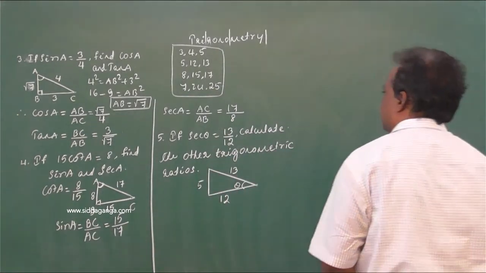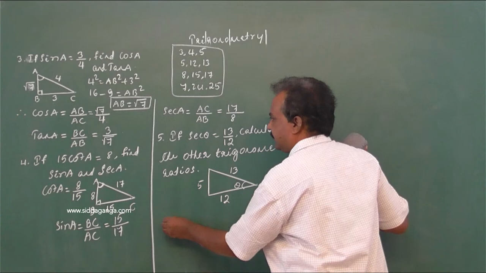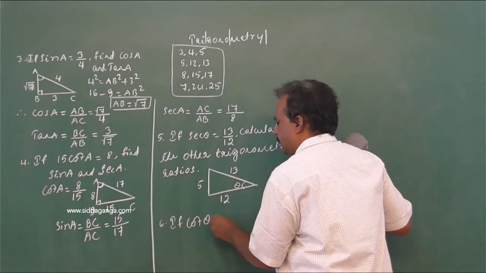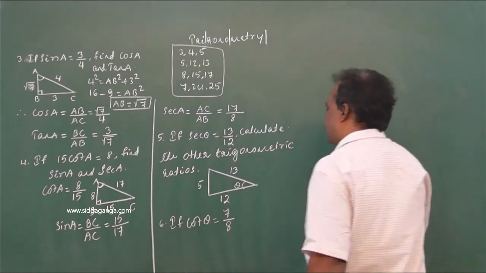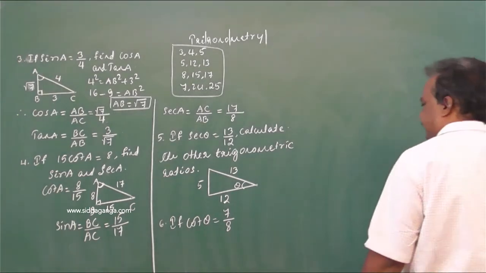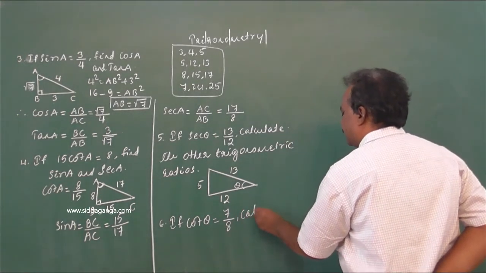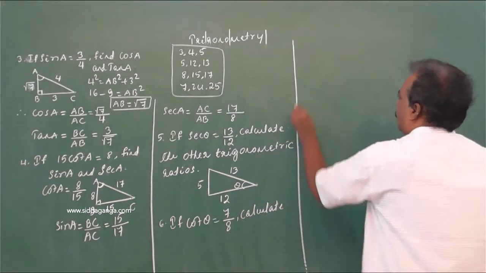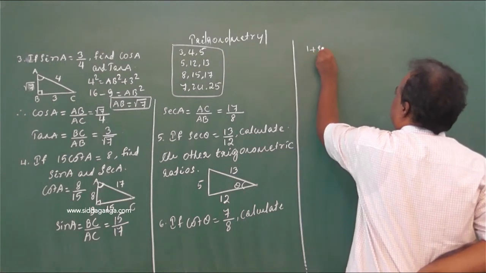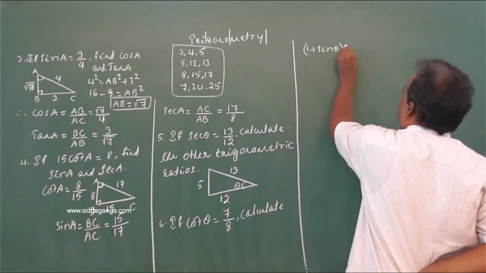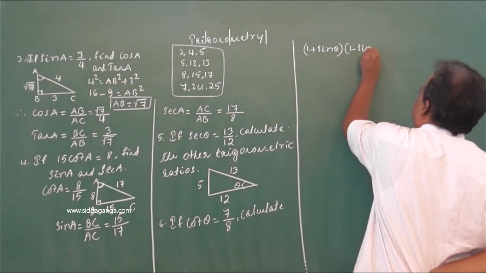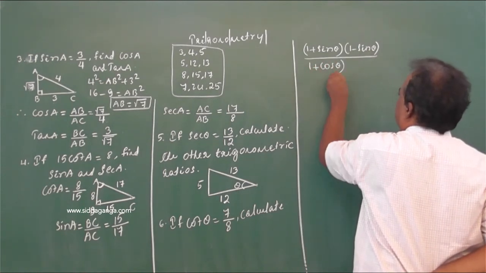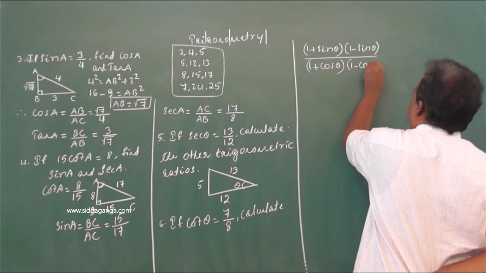If cot theta is equal to 7 by 8, calculate (1 plus sin theta) into (1 minus sin theta) divided by (1 plus cos theta) into (1 minus cos theta).